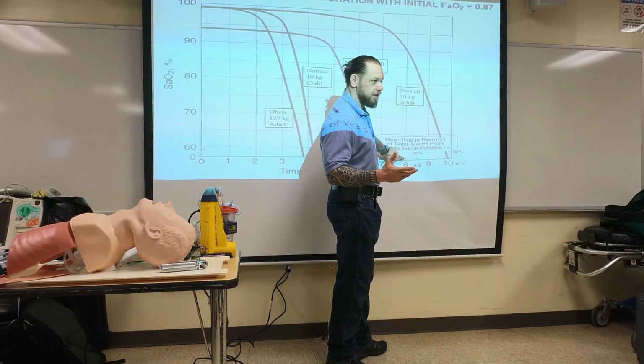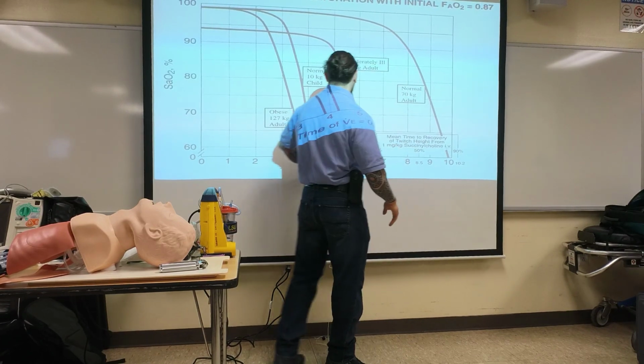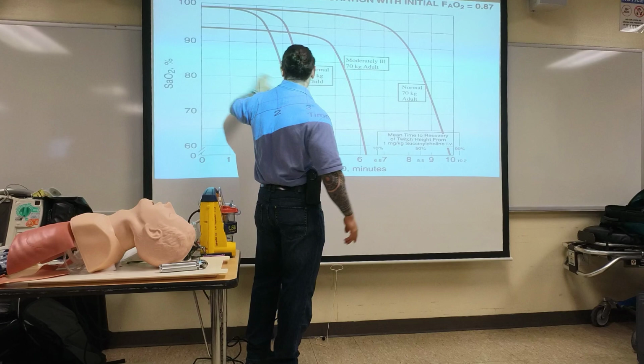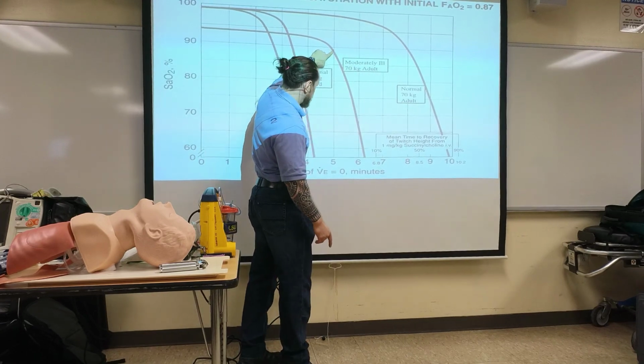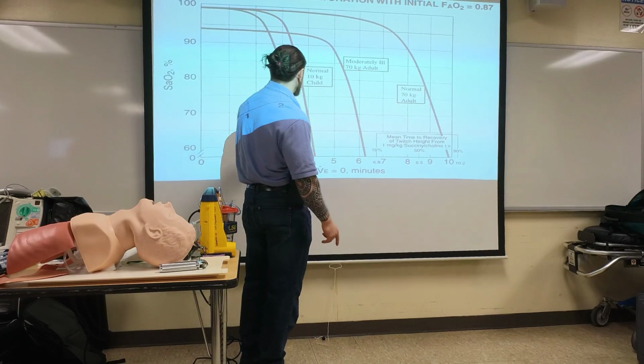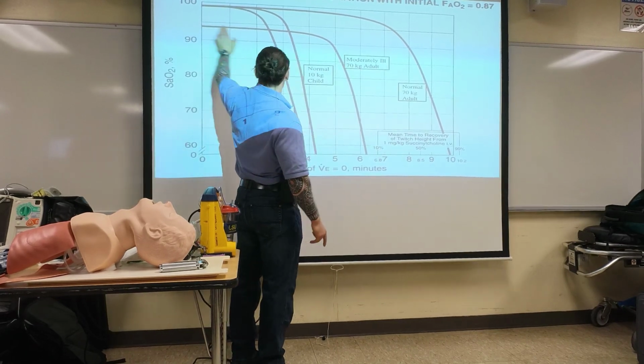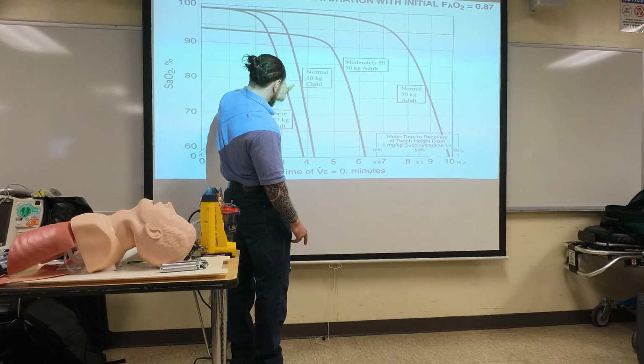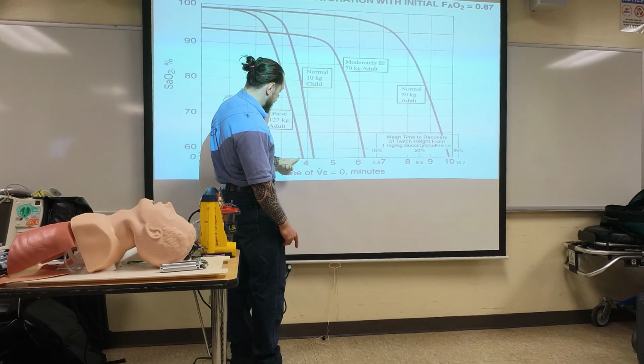But the patients you're going to get, are they going to be healthy? No. All right, so we're going to go to, let's say, the moderately ill. At 90, what is it? 5 minutes. Still not 30 seconds. Let's take a child. So this is a normal child. We're going to go at 90, 3.5, let's say.